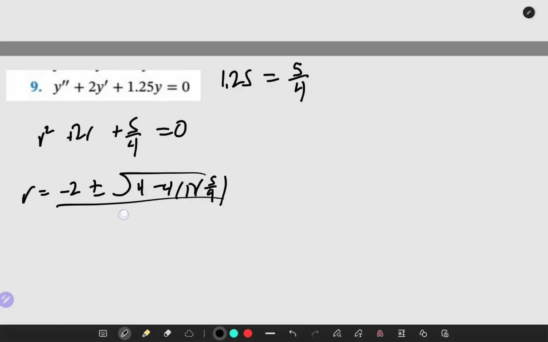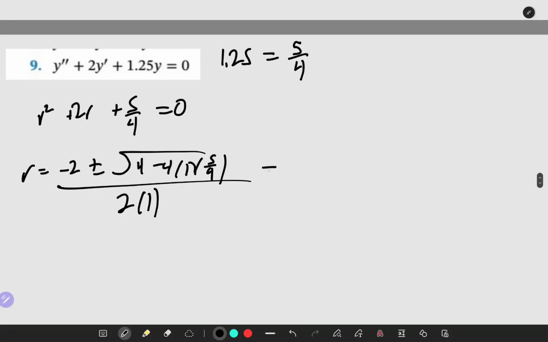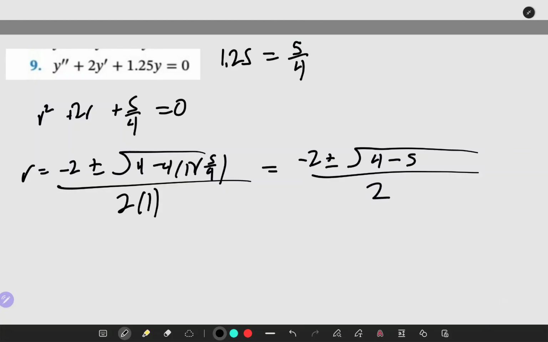See how this works out nicely? You can see those 4s are going to cancel. Over 2 times a. This becomes negative 2 plus or minus the square root of 4 minus 5, right? Because those 4s will cancel and we're just left with minus 5. So then r is negative 2 plus or minus i over 2, right? Because this is just negative 1. And we know that this is just i.